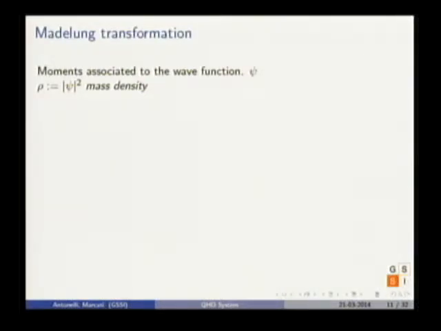I have psi. The first moment related to psi is rho, the mass density or charge density. I compute its time derivative, I use the NLS equation, and I get, surprise, surprise, the continuity equation, with the current density, which is defined by this: h bar, the imaginary part of psi bar gradient of psi.